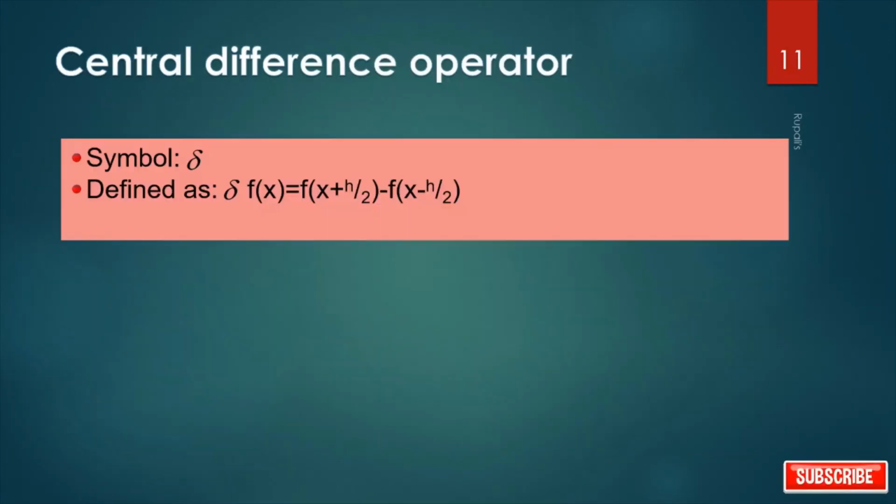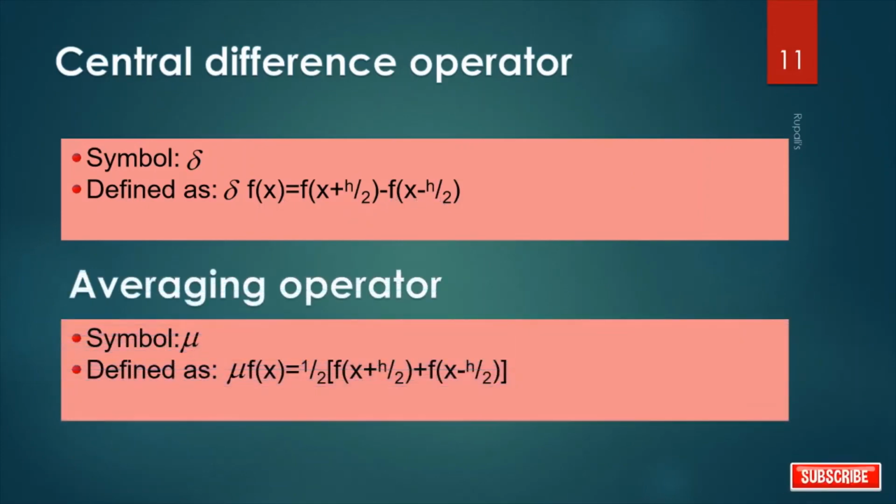Our next operator is the central difference operator. Symbol is delta, defined as delta f(x) equals f(x plus h by 2) minus f(x minus h by 2). And our next operator is the averaging operator. Symbol is mu, defined as mu f(x) equals half into f(x plus h by 2) plus half f(x minus h by 2). Why is it called the averaging operator? Because it is the average of two functions.